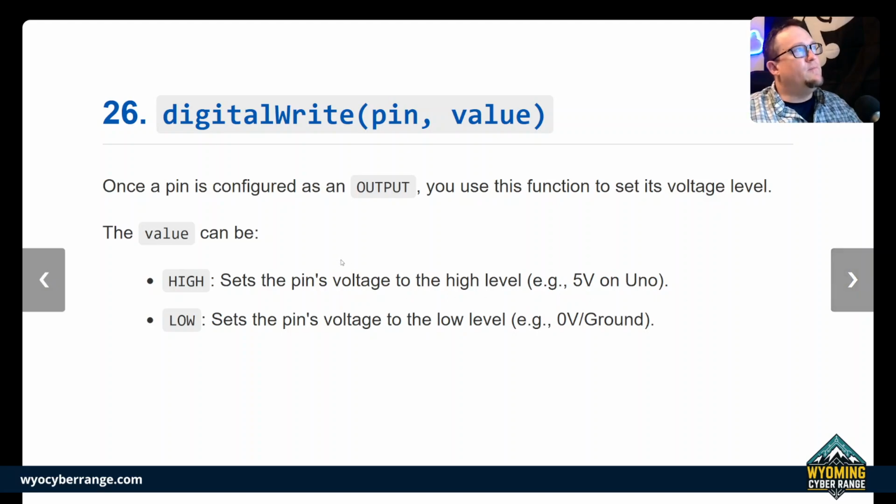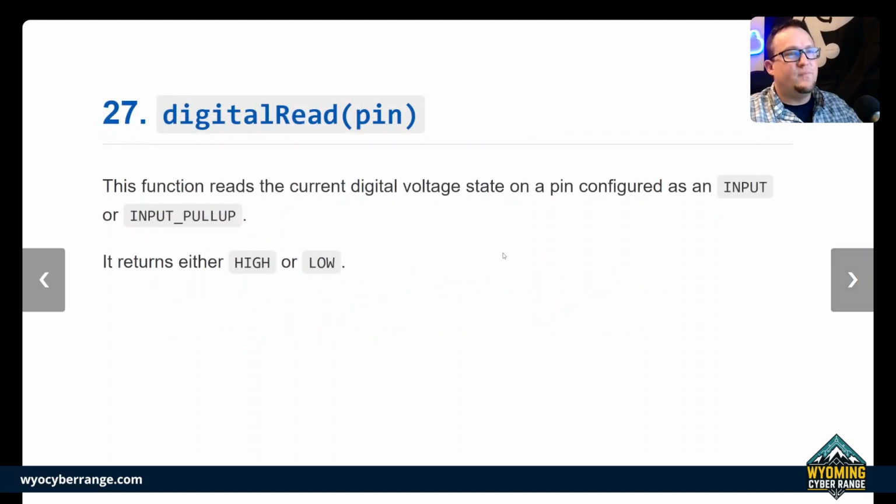Now, digital write, we've already dealt with this before by doing an LED, by turning it on or off. Remember, high being on, low being off. And then digital read could be the same thing. Remember, if we're doing an input or a pull-up, it's either going to be high or low. And depending on what we see, it's depending on what we're going to do in our code.